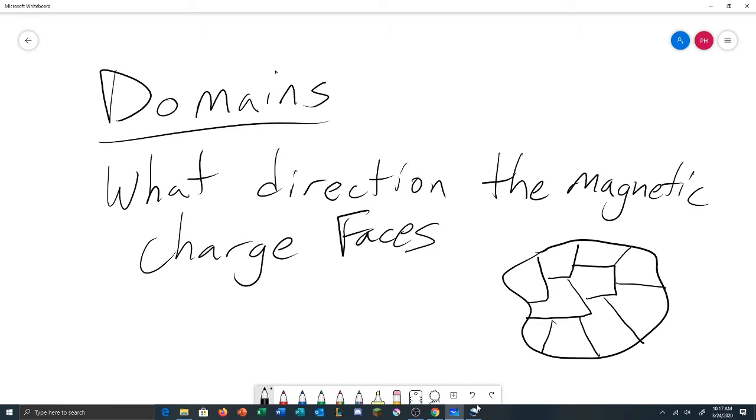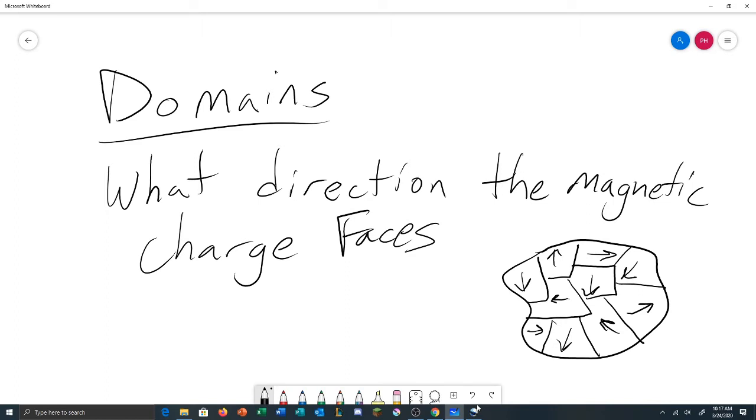So if you had all these domains in a piece of iron, one could be facing this way, one could be facing that way, this way, that way, up, down, left, right. They can be every which direction. That piece of metal is not going to be magnetic, because the domains are all facing in random directions. Each one of those has some form of magnetic pull to it, but if they're going in every single direction, that pull's never going to be strong enough to pull anything in.